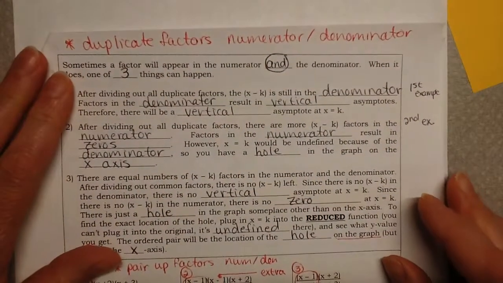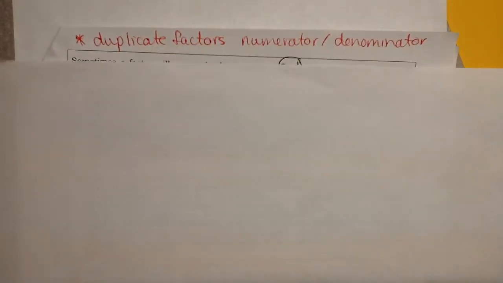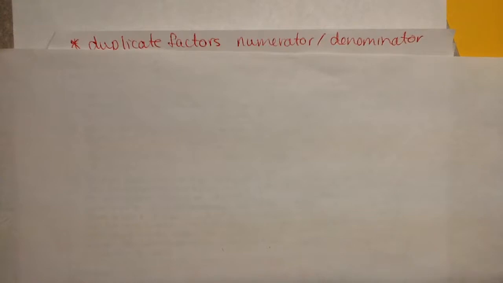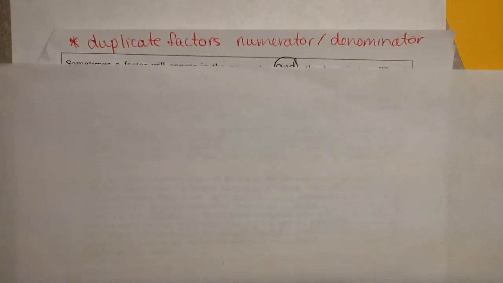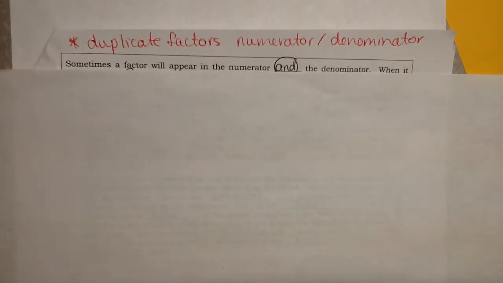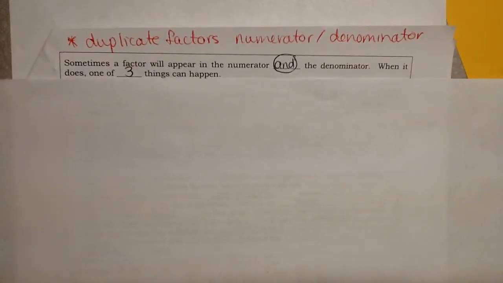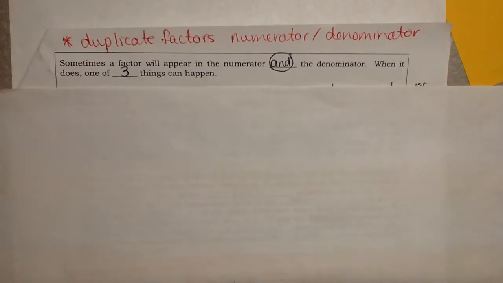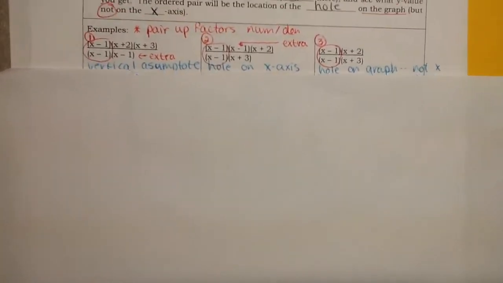Again, you're only going to have holes if you have duplicate factors in the numerator and the denominator. If there are duplicates in the numerator but not the denominator, you don't have to worry about holes. The only time you have to worry about holes is when you have them in the numerator and the denominator. Sometimes a factor will appear in both, and when it does, one of three things can happen. I'll just show you quickly down here, and you don't need to write this down yet.